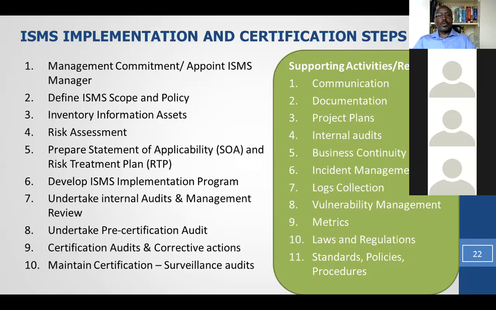Then the next thing, once you have that commitment, you normally appoint a manager to implement the whole process. Sometimes you'll find organizations with an information security manager. Sometimes you'll find this defined as a role, and then that role is given to the IT manager or the chief information security officer or the chief technology officer or the director of IT. But the role has to be defined, and that is part of the requirements of the standard.